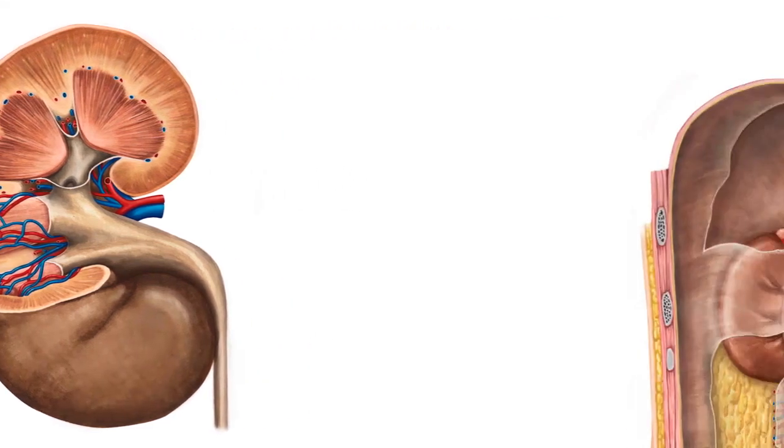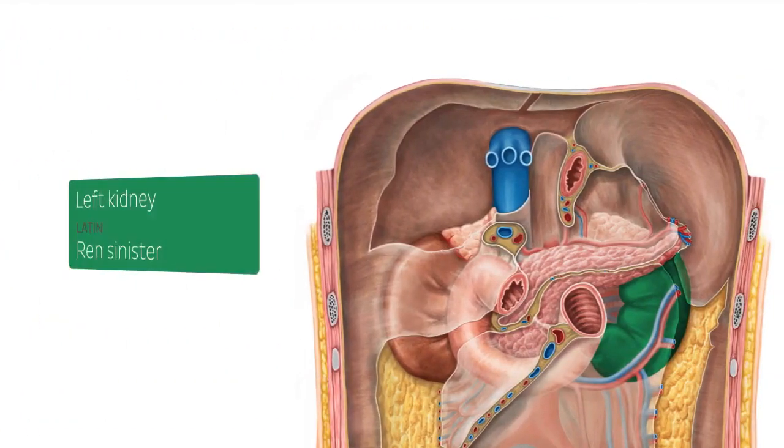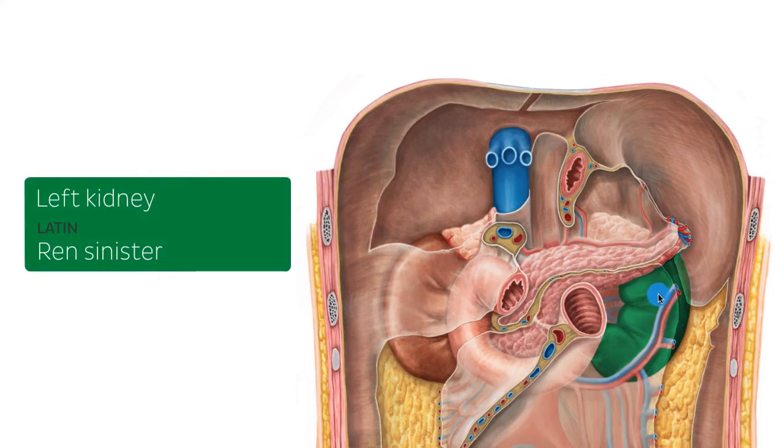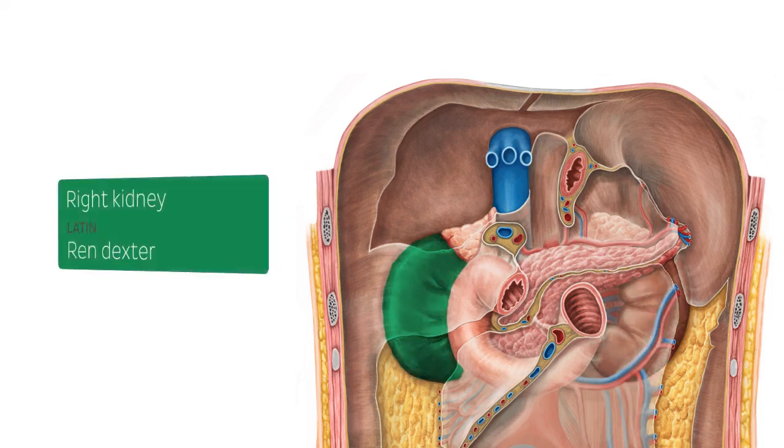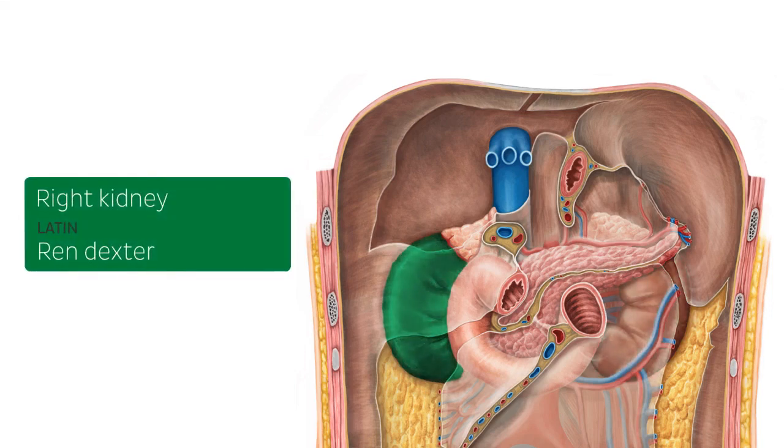So now let's have a quick look at the left kidney. The left kidney is situated here on the left-hand side of the abdomen, close to the tail of the pancreas and the jejunum. It is positioned between the levels of the 12th thoracic vertebra and the 3rd lumbar vertebra. The right kidney is also situated between these vertebra levels, but sits a bit lower than the left kidney due to the size and placement of the right lobe of the liver, which is much larger than the left lobe.